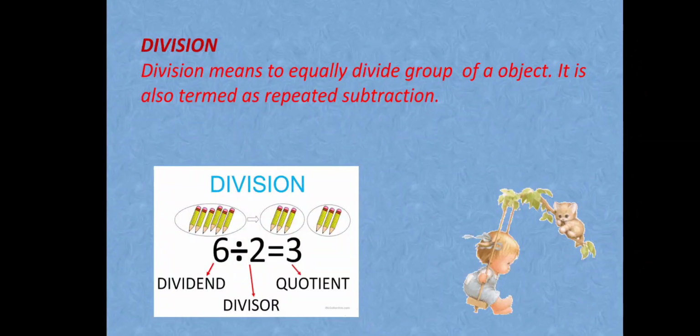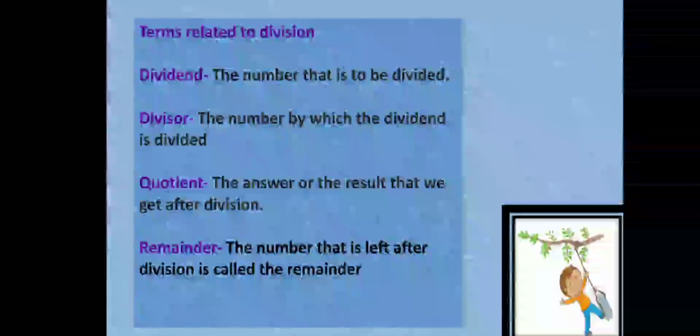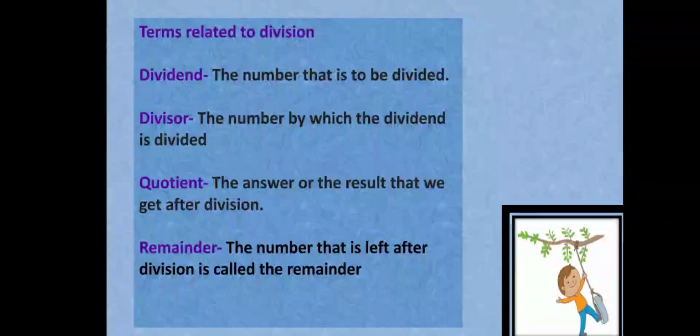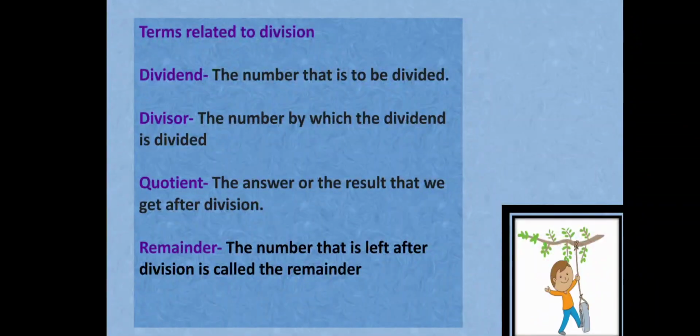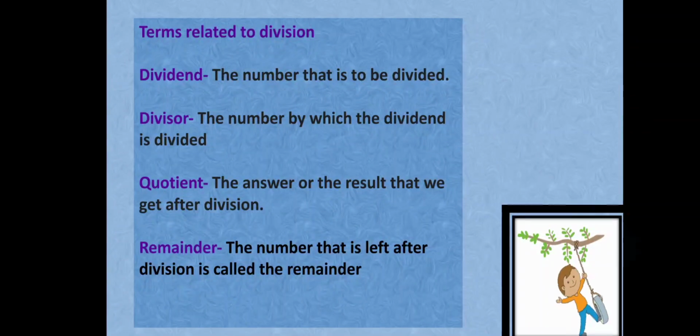Let's revise some terms related to division. Dividend. The number that is to be divided, we call it dividend. The second term is divisor. The number by which the dividend is divided, we call it divisor. The third term is quotient. The answer or the result that we get after the division, we call it quotient. Remainder. The number that is left after division is called the remainder.